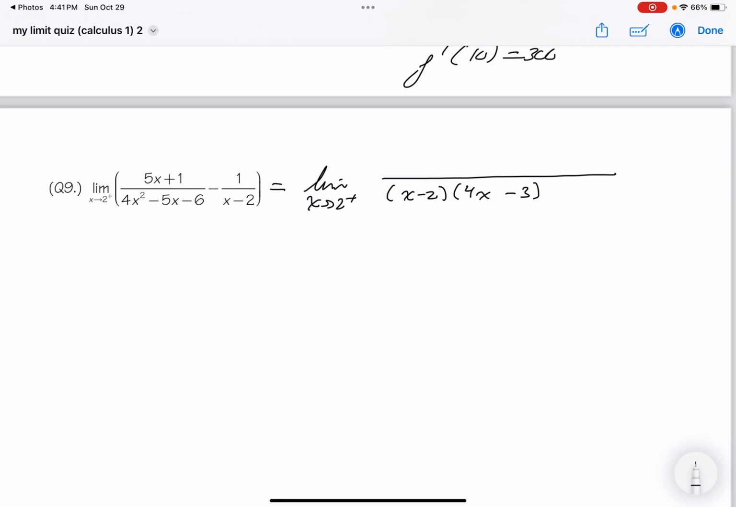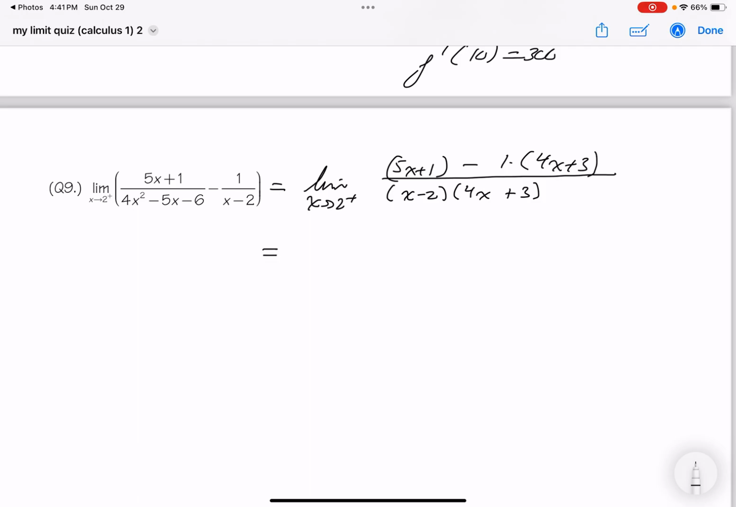Let me just check it, by the way. I do get 4x squared. Let's see, minus 3. No, I made a mistake, plus 3. Let me just check that again. So I get the 4x squared, 3x minus 8x minus 5x. I do get minus 6. So I'm good to go. It's going to be 5x plus 1 minus 1 times 4x plus 3.